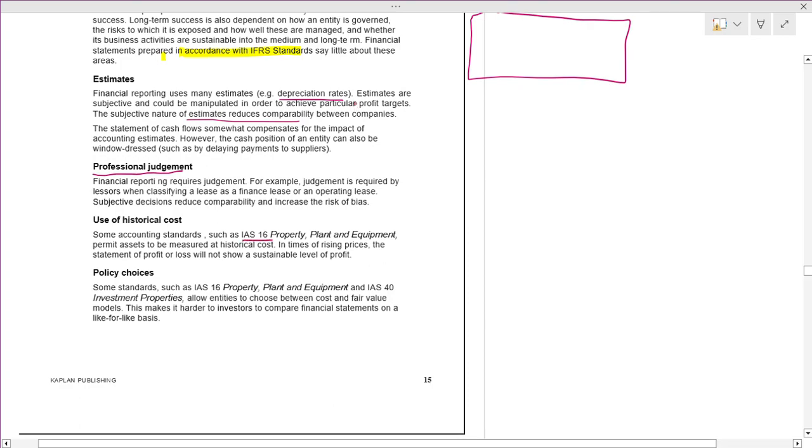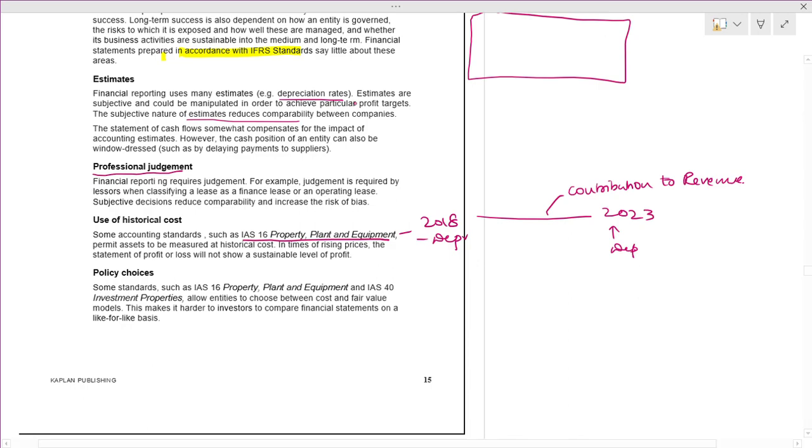Another area is historical cost. You bought one asset in 2018, and still you use that cost for the depreciation calculation. But if you take the same asset in 2023, the value will be more, and definitely the depreciation will be higher. Most importantly, the contribution to revenue: a new technology is there, compared with old technology, the new technology will be more productive.